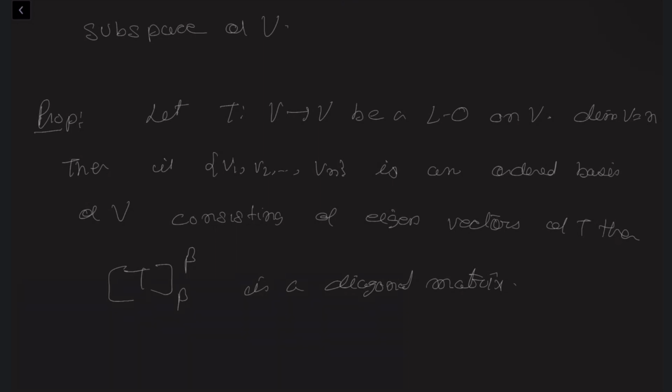So what is the crux? The crux here is that we had a linear operator T, or a linear transformation T. We took a basis. The special thing about the basis was that it consisted of the eigenvectors. And if this happens, then we are claiming that the corresponding matrix will be a diagonal matrix.